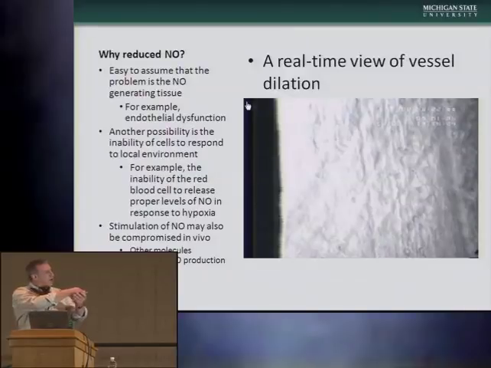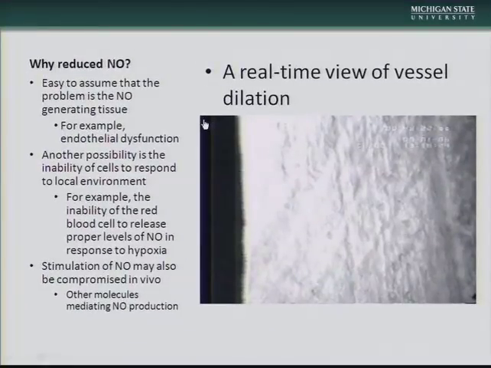You can't see it too well right now, but when I start the movie, you'll be able to see it. There's this little line right here, and a line right there. That's actually a blood vessel in this hamster cheek muscle. When I start the film, you're going to see these little black dots flowing through there. Those are red blood cells. And what Mary's group did in real time is they made the tissue surrounding that vessel hypoxic, meaning it had a need for oxygen.